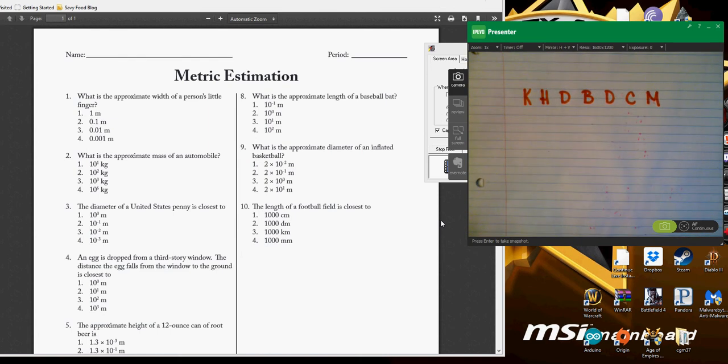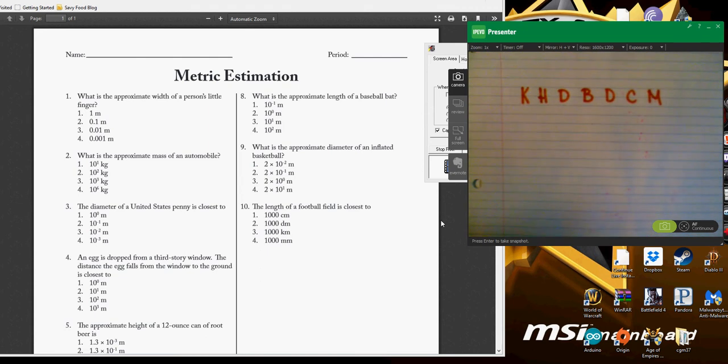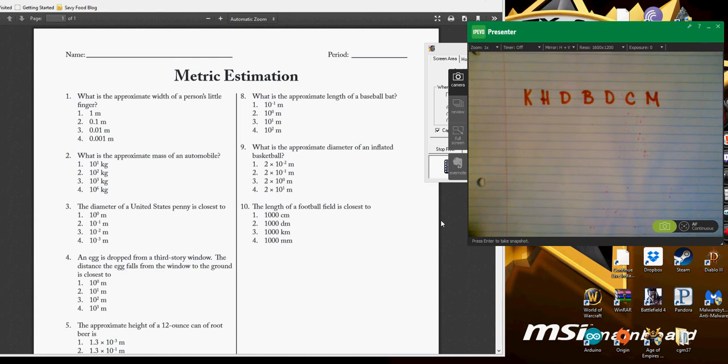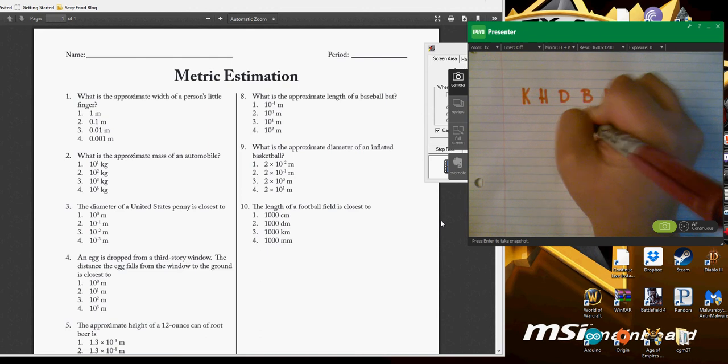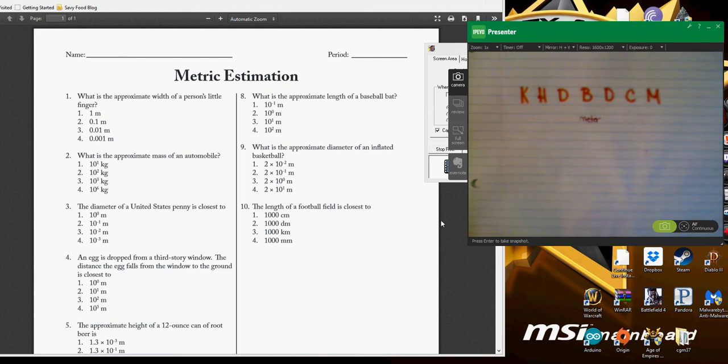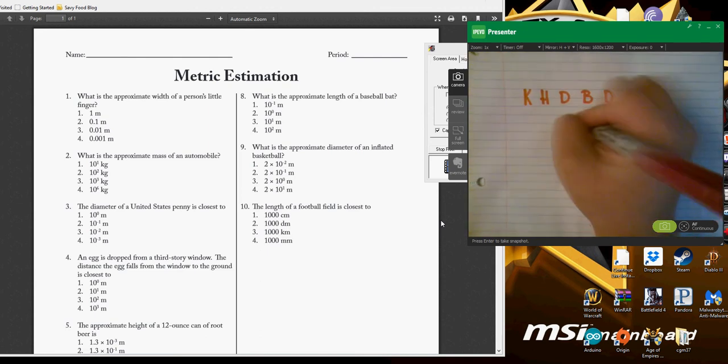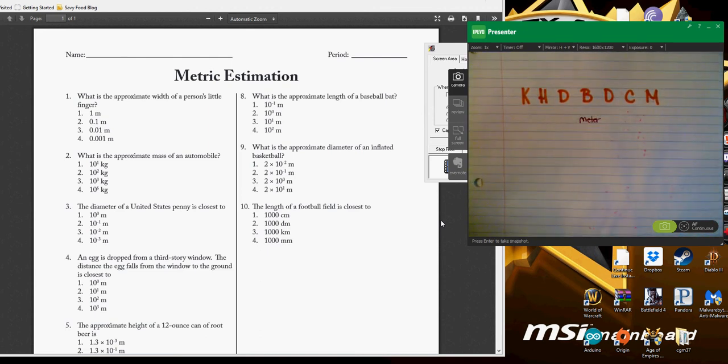So question number 1 says, what is the approximate width of a person's little finger? So we know that a person's little finger is about the width of about a centimeter. So based on our choices, which is 1 through 4, we're going to try and determine what the centimeter would be. So if I have 1 meter, that means I'm given my base unit, which is meter, and I'm converting it to centimeters to kind of compare what I do know.